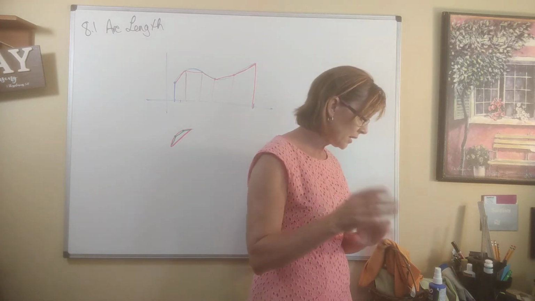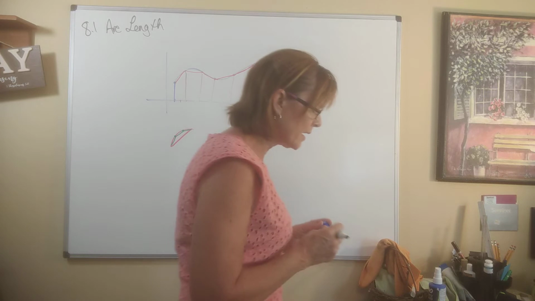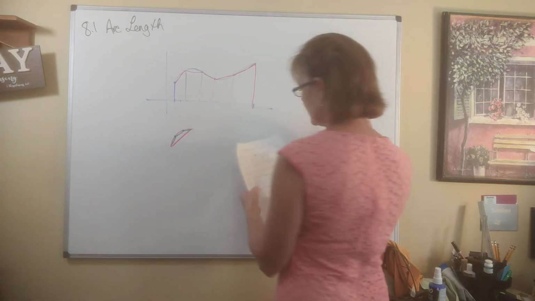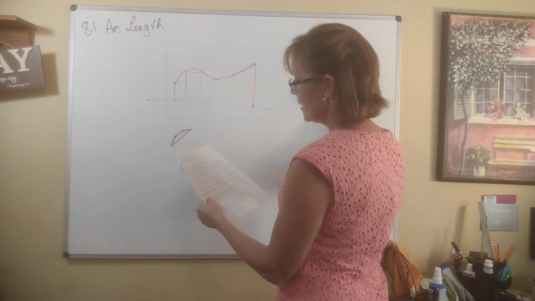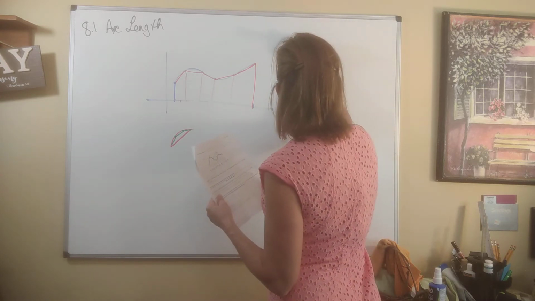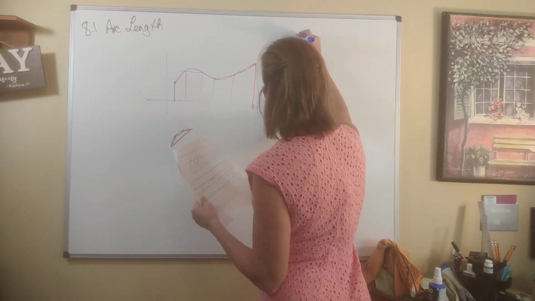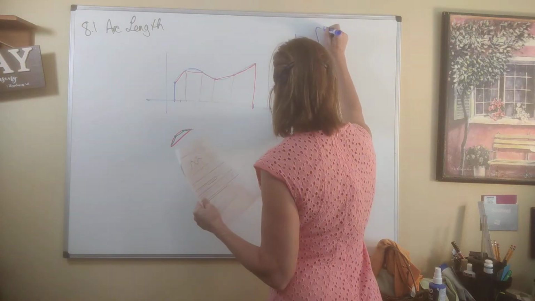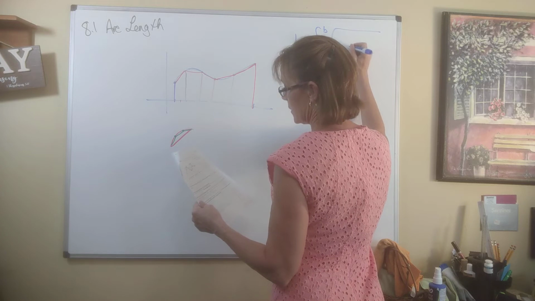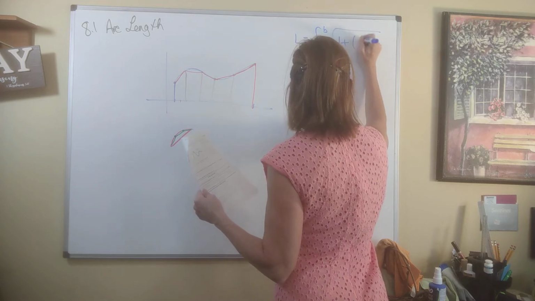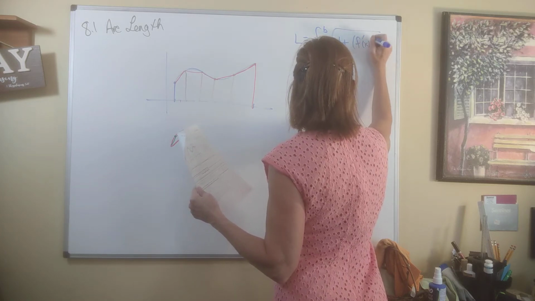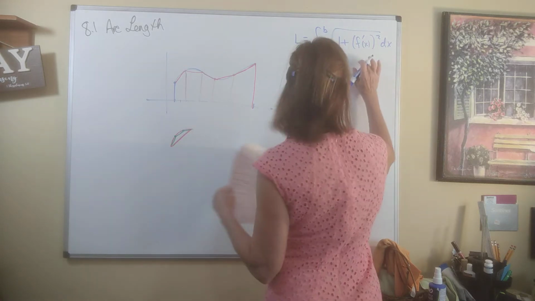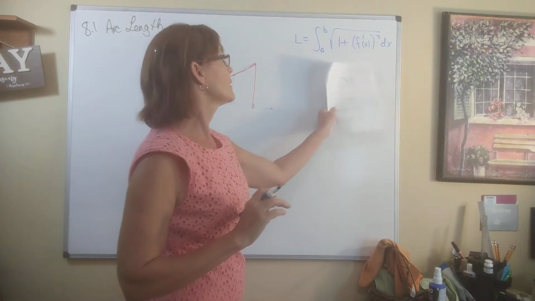Then we have this arc length formula that they gave us, which is really good. It says if f prime, the derivative, is continuous on A to B, then the length of the curve y equals f of x is given by the integral from A to B of the square root of 1 plus f prime of x squared dx. The derivative of y squared is what that is.